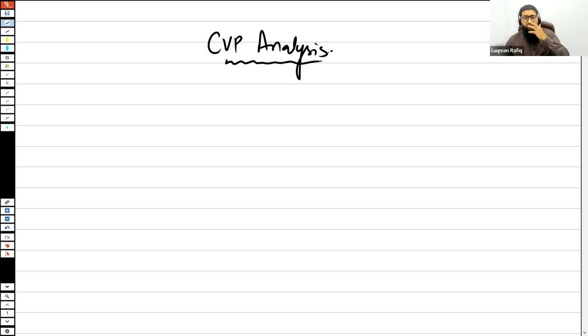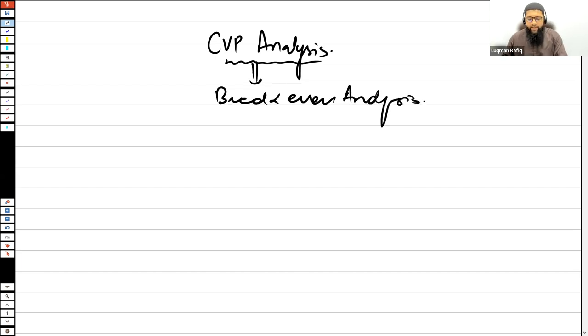So let's have a discussion about the CVP analysis, which is actually cost volume profit analysis. What exactly is this cost volume profit analysis? It is also termed as break-even analysis. Let me have a quick discussion about what exactly are the things that are covered in the CVP analysis.